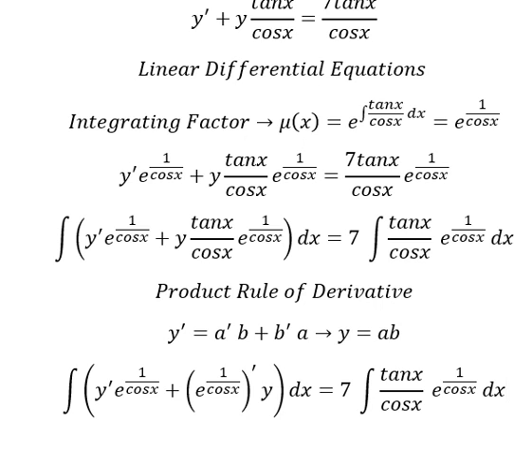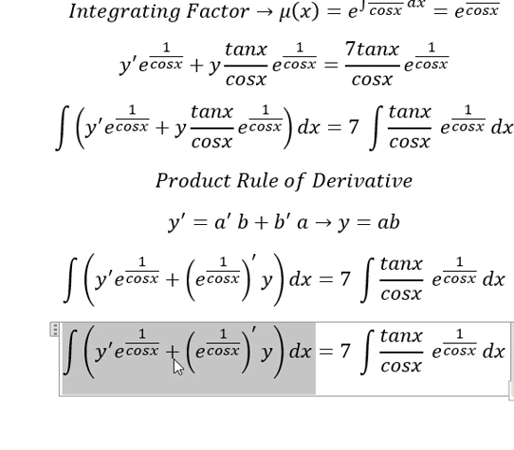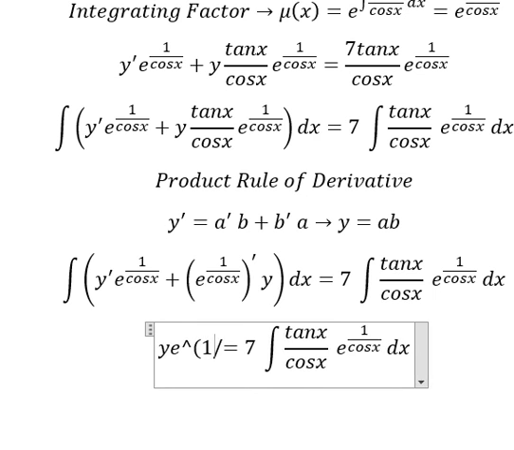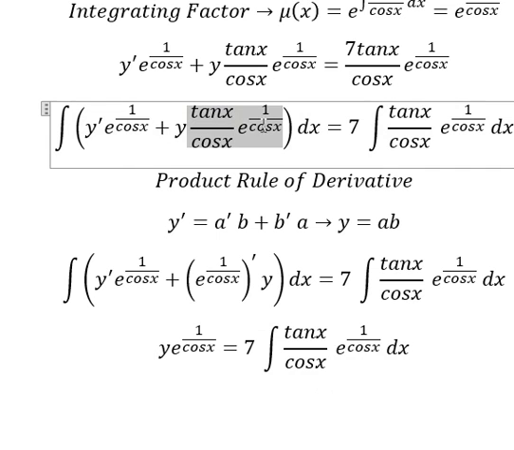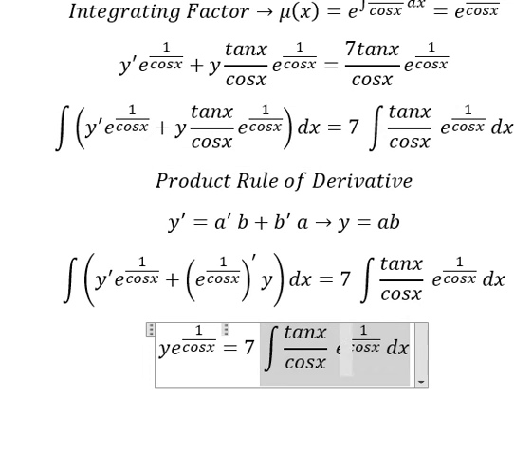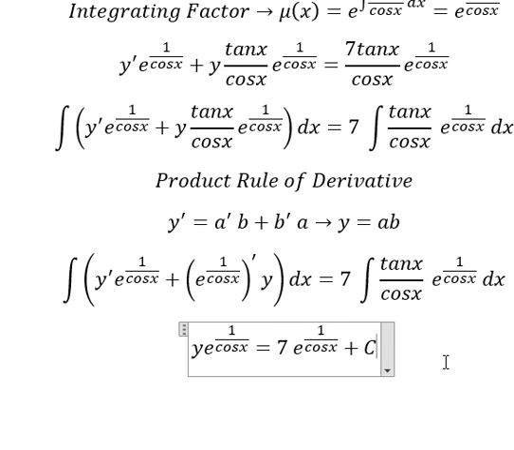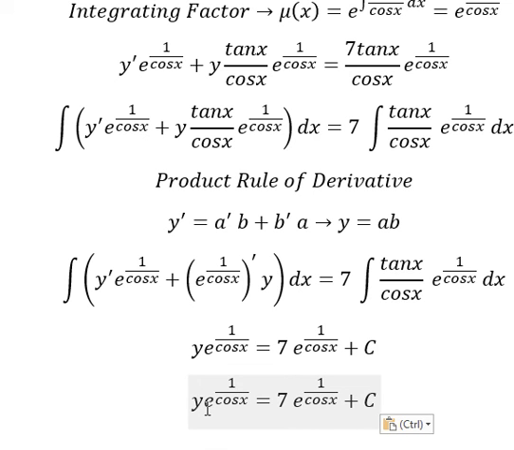So the integration of that one, we have y e to the power of 1 over cosine x. We know that the integration of this one is similar to this one. So this one is e to the power of 1 over cosine x, and I will put c. Later, we divide both sides by this one.